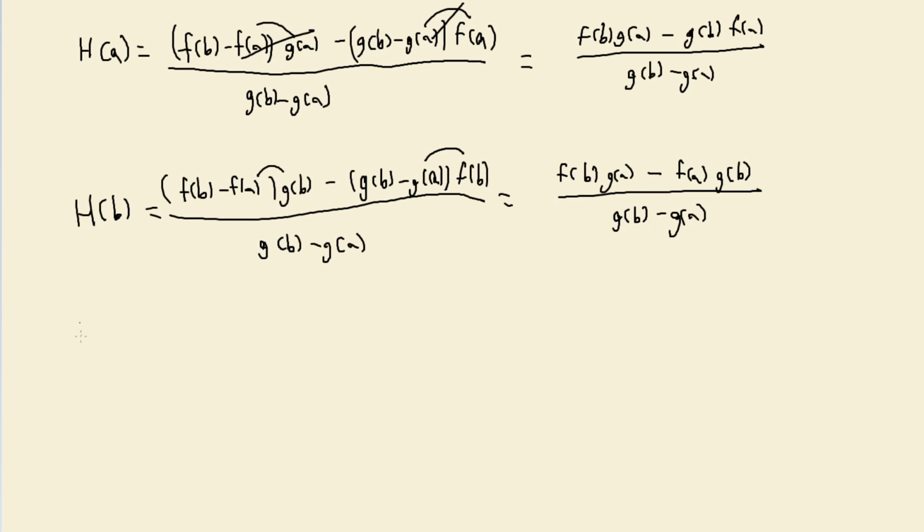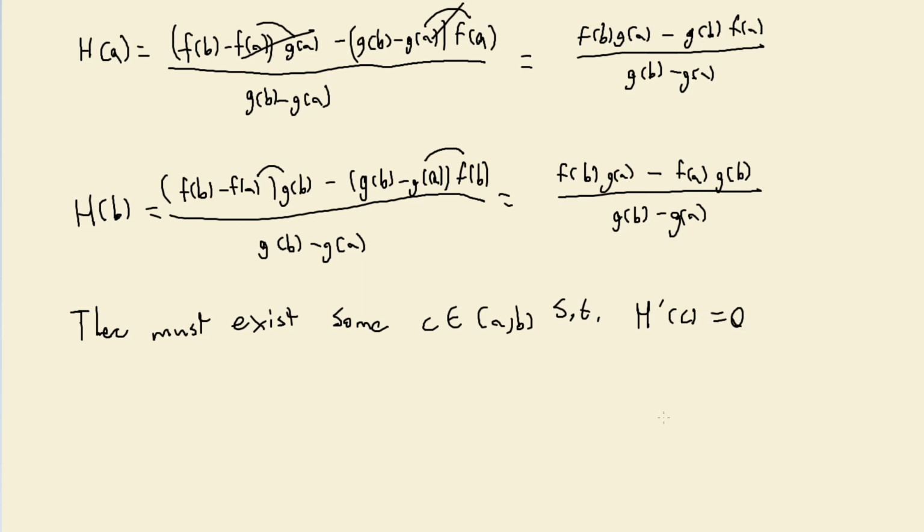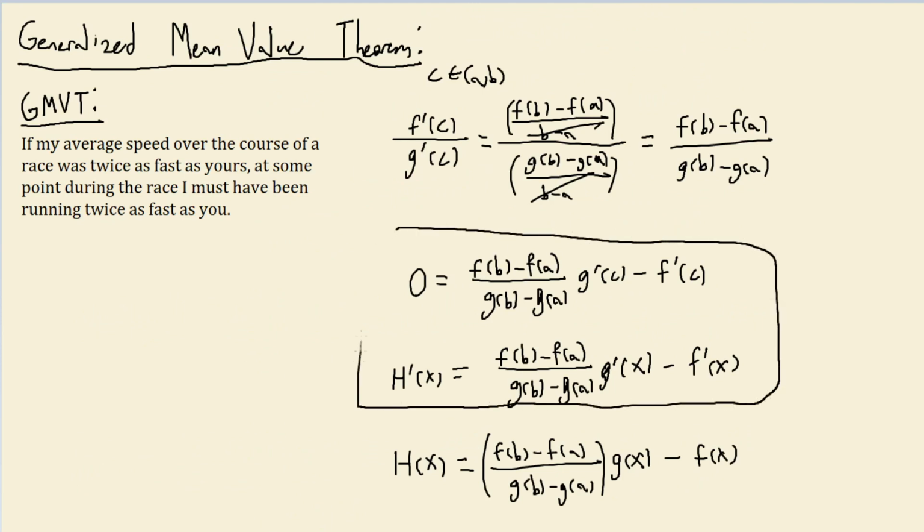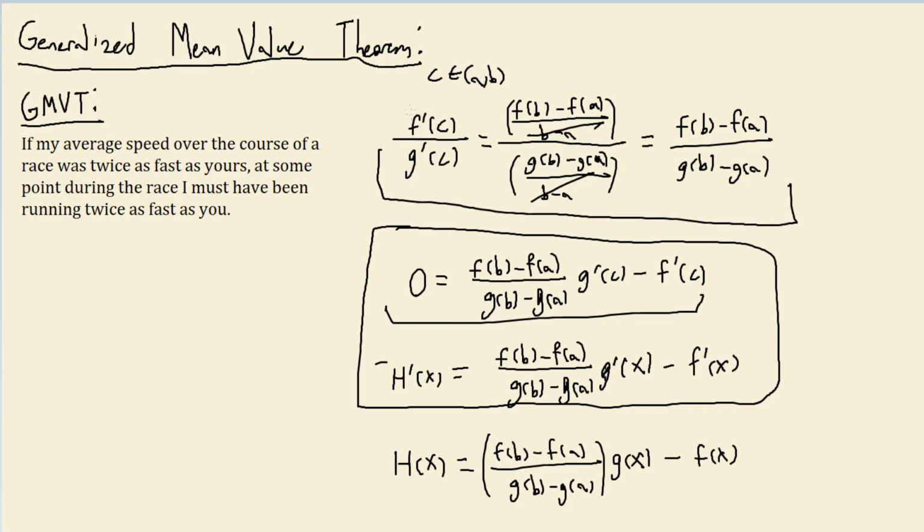And that tells us that there must exist some c on the interval from a to b such that h prime of c is equal to 0. And we know from how we originally designed this entire function, or how we originally started working this problem, that when h prime of x is equal to 0, we're going to get what we started with. When h prime of x is equal to 0, we're going to get this, and working backwards, we will get what we originally came up with, which is that the ratio of the instantaneous velocities of that function at some point c must be equal to the ratio of the average rates of change of those two functions over the course of the entire interval.